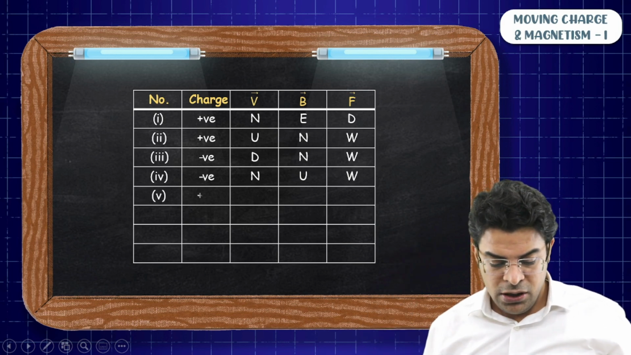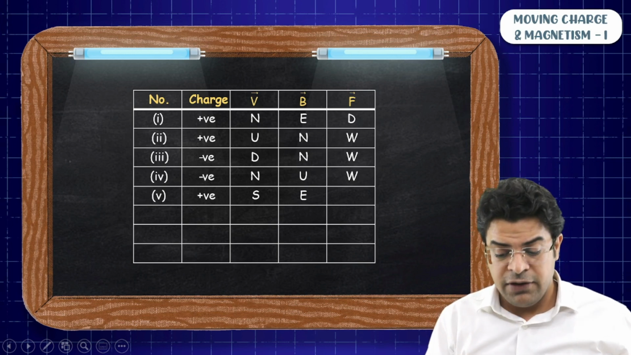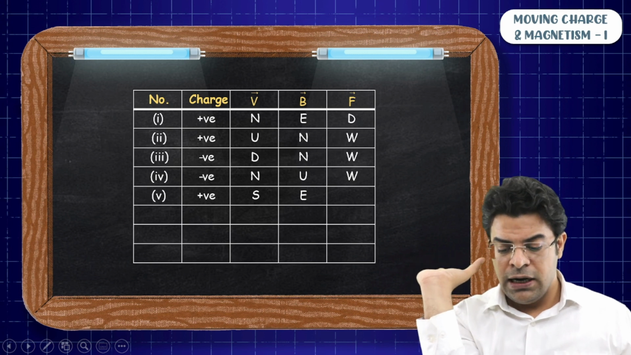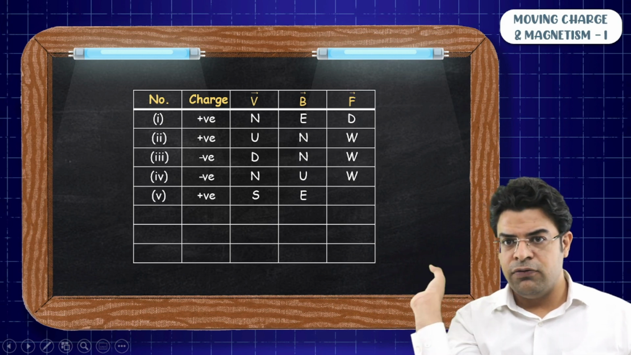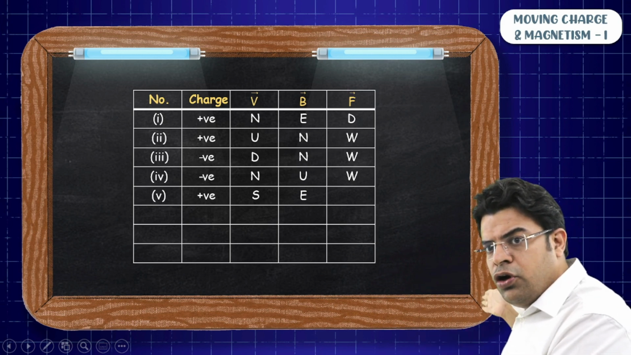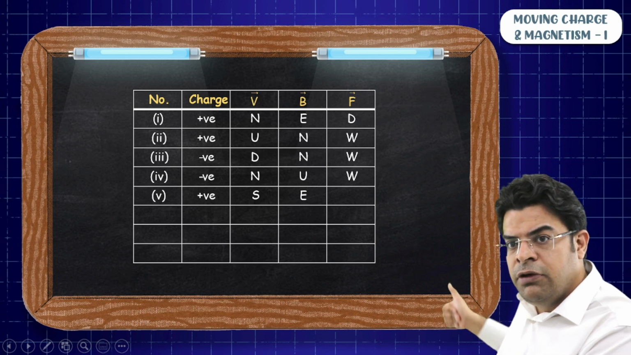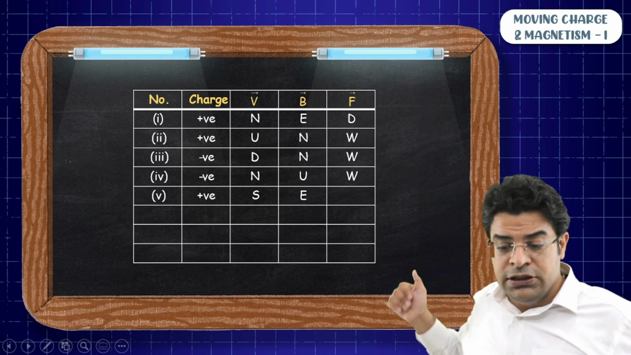Next case, you have got a positive charge, velocity towards south and magnetic field towards east. So velocity towards south. So align the finger of the right hand towards south and then curl the fingers towards east. When you do this, your thumb points up, and as the charged particle is positive, the answer will be up.